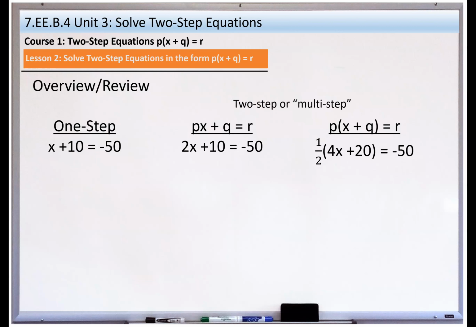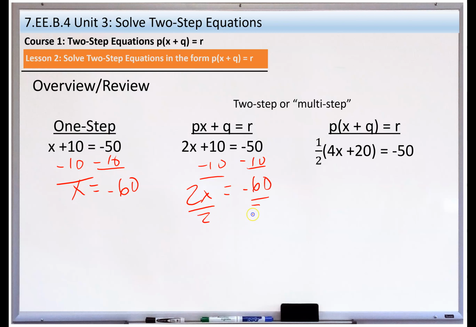So, we subtract 10 from both sides here. We get x equals negative 60, one step. We subtract 10 from both sides here. 2x equals negative 60. Divide both sides by 2. X equals negative 30. The only thing we're doing now is adding, if you will, another step where we have to distribute first.